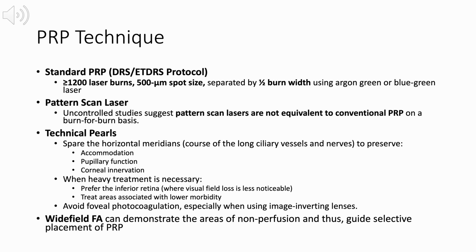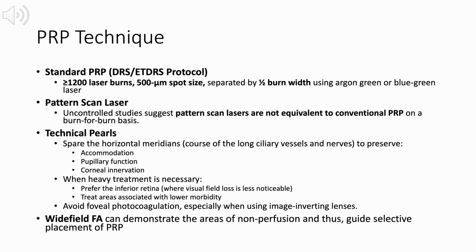Let us now discuss how PRP is actually performed. The standard technique, derived from the DRS and ETDRS protocols, calls for at least 1,200 laser burns, using a 500 micron spot size, with burns separated by half a burn width, delivered with an argon green or blue-green laser.